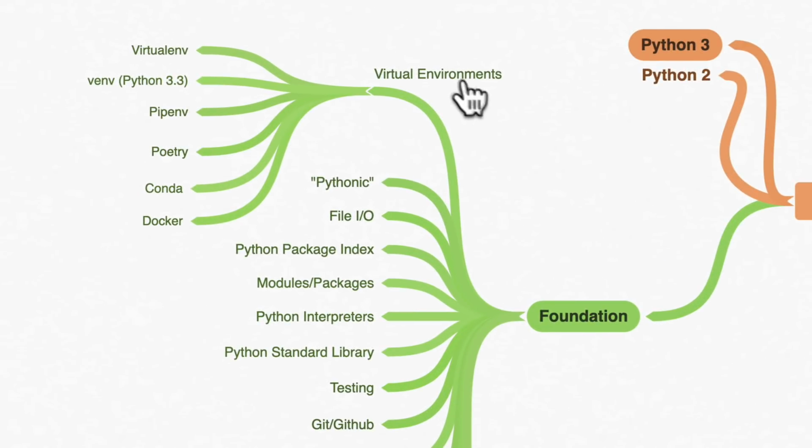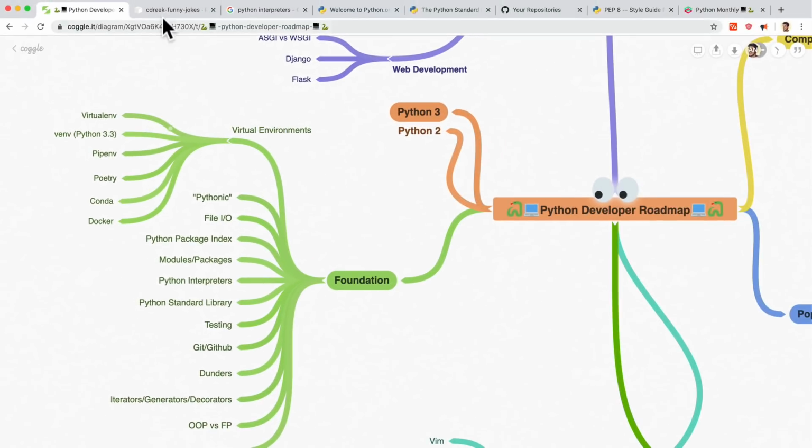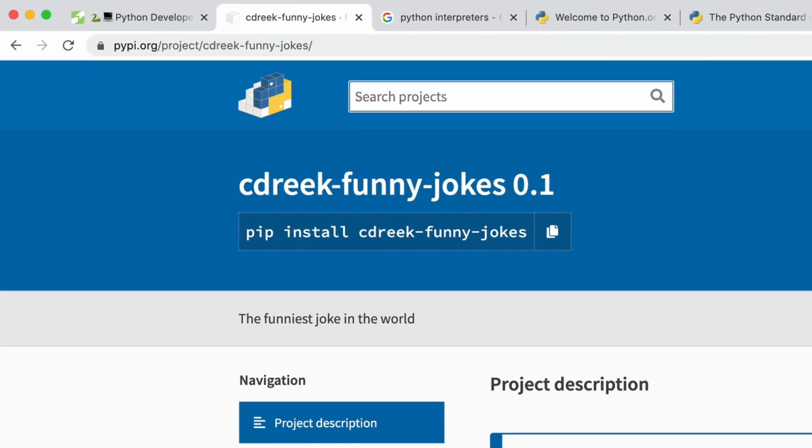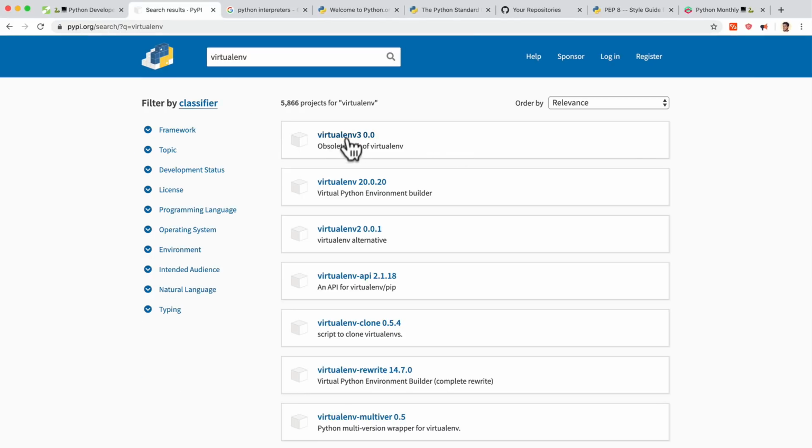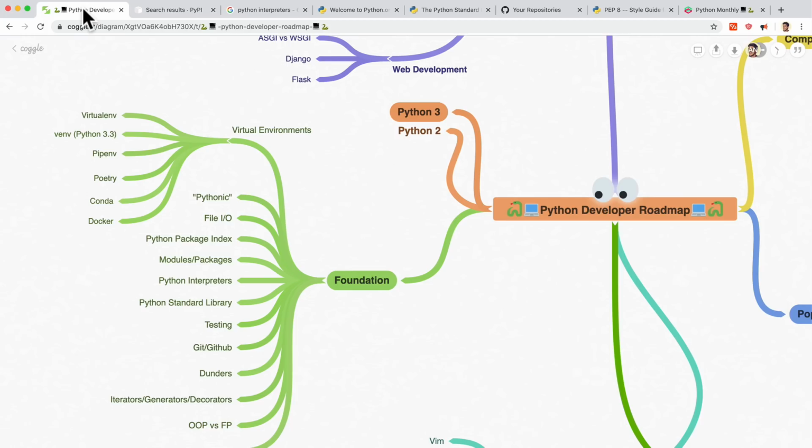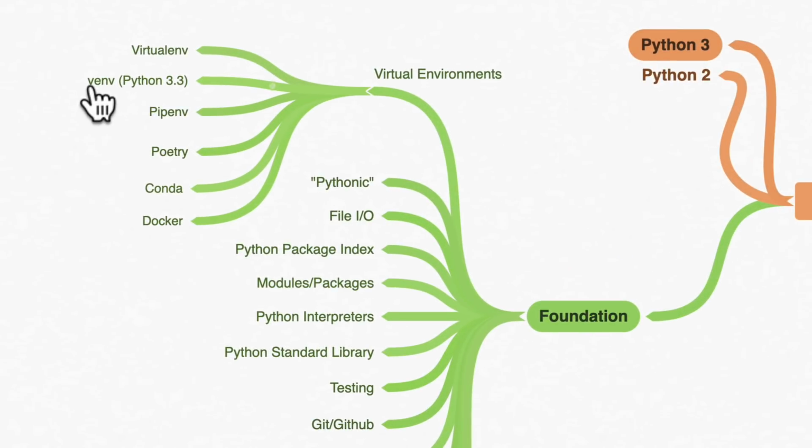Well, the most popular way of doing it is with a library called virtualenv. If I go to PyPI, type in virtualenv, there it is, virtualenv. Now, with the new Python 3.3 version, we now have a built-in way to have virtual environments using venv, which is actually a subset of bringing the virtualenv library into the Python standard library. We then have things like pipenv.